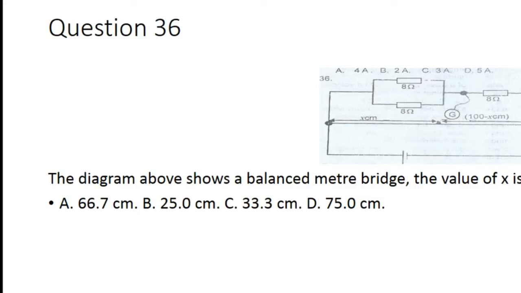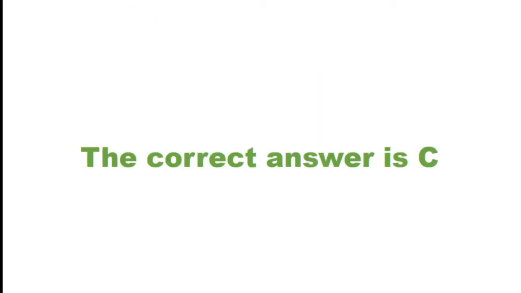36. The diagram above shows a balance meter bridge. The value of X is A. 66.7 centimeter, B. 25.0 centimeter, C. 33.3 centimeter, D. 75.0 centimeter. The correct option here is C.